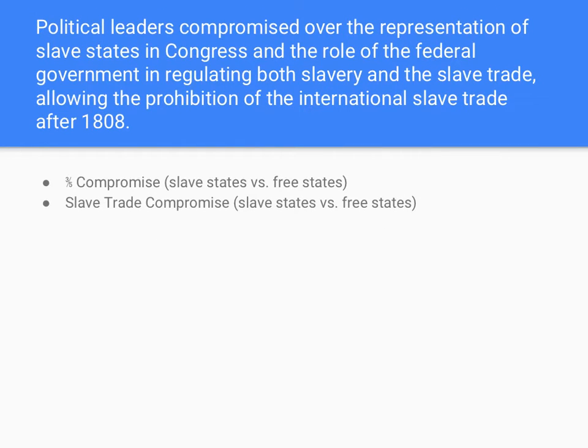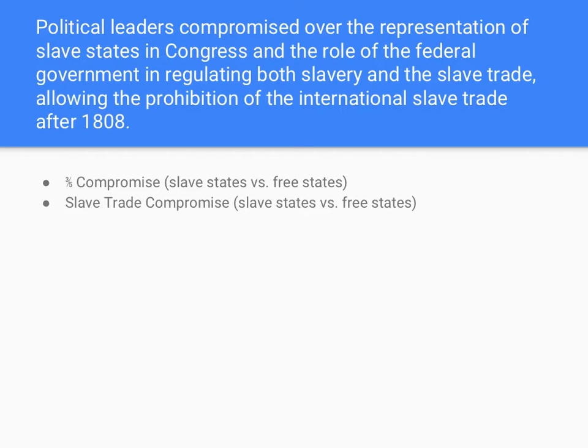The next key concept that deals with the creation of the Constitution and these conflicts that went into the Constitution deals with the conflict of slave states versus free states. This was also something that our political leaders needed to compromise over in order to create a Constitution that was acceptable to all the states. And so these are the two compromises that dealt with that issue of slave states versus free states and what each interest wanted. The 3/5 compromise dealt with the representation of the slave states in Congress. That was the 3/5 compromise.